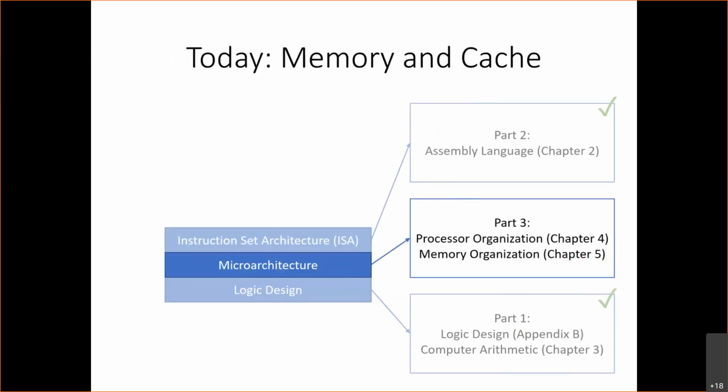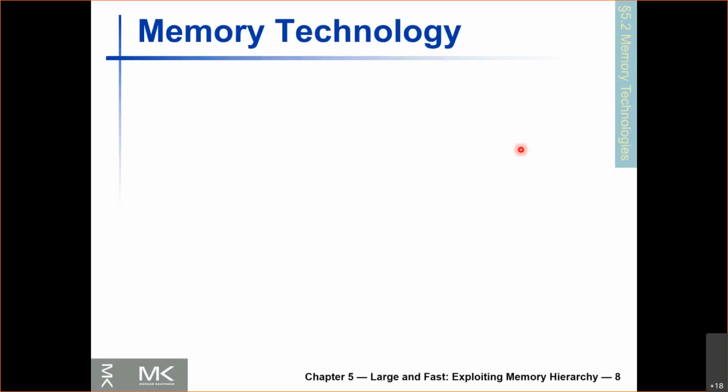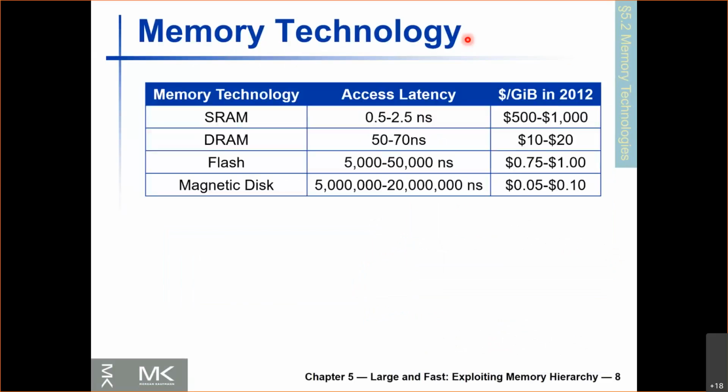So let's get started. Before talking about memory, I'd like to talk about memory technology. Before talking about how it's organized, I'd like to talk about the different technologies that we use to build memories. And we spoke about this earlier in the semester. We spoke about SRAM and DRAM. And we said that SRAM is fast, but it's very expensive. DRAM is slower than SRAM, but it's less expensive.